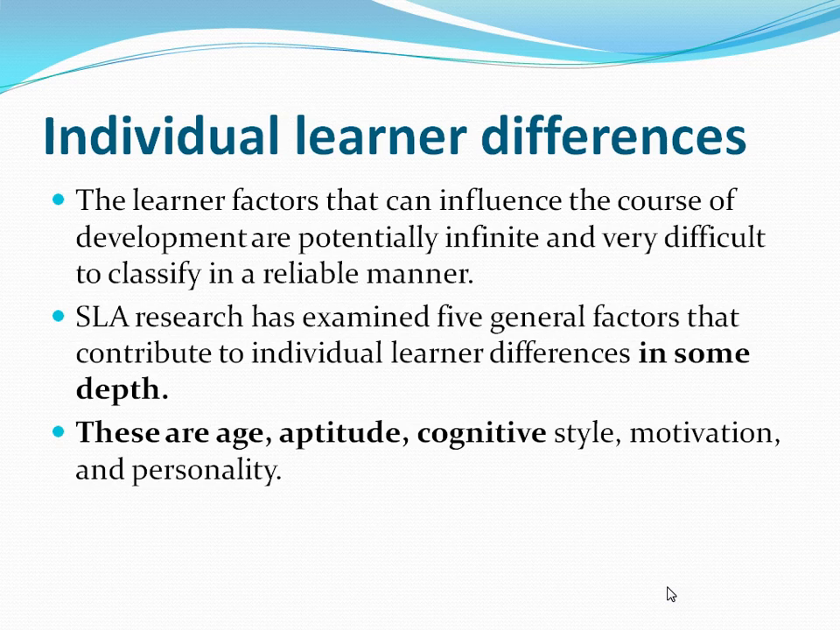Skehan's research has examined 5 general factors that contribute to individual learners' differences in some depth. Okay, what are the factors? First factor is age. Once upon a time, 100 years back or 200 years back, students have been learning second language or third language in classes in schools, colleges, and universities. But at present, we can say that adult learners have increased.